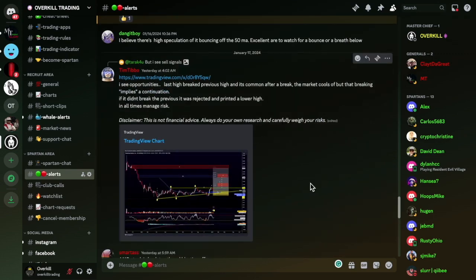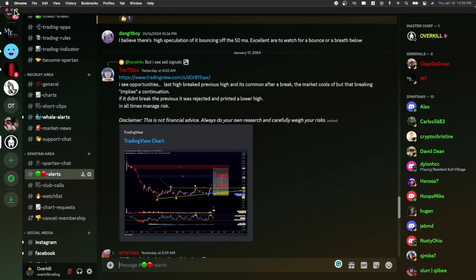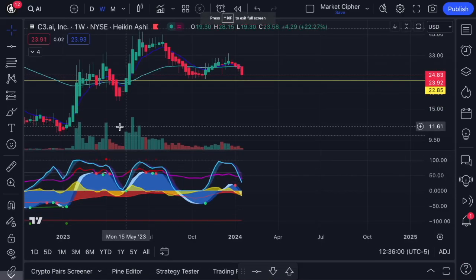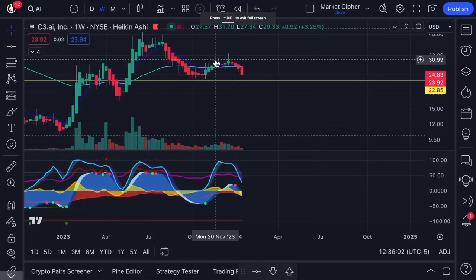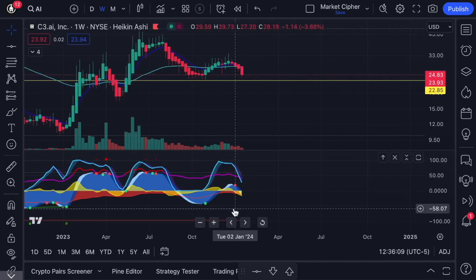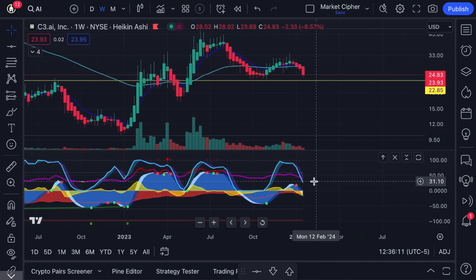So I really like this play on AI. AI is obviously going to be a thing. It's getting bigger and bigger. I mean, hell, the ticker is AI. So they're flushing people out of this name right now, but it's coming right down here into 22.85. So again, we're waiting on confirmation of the green dot.